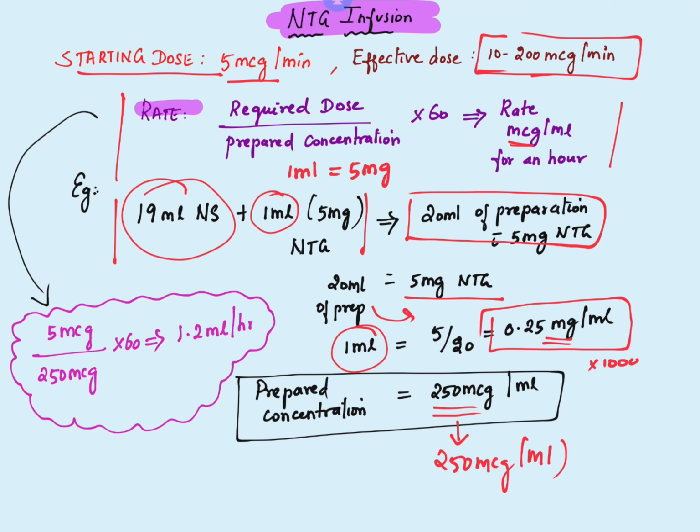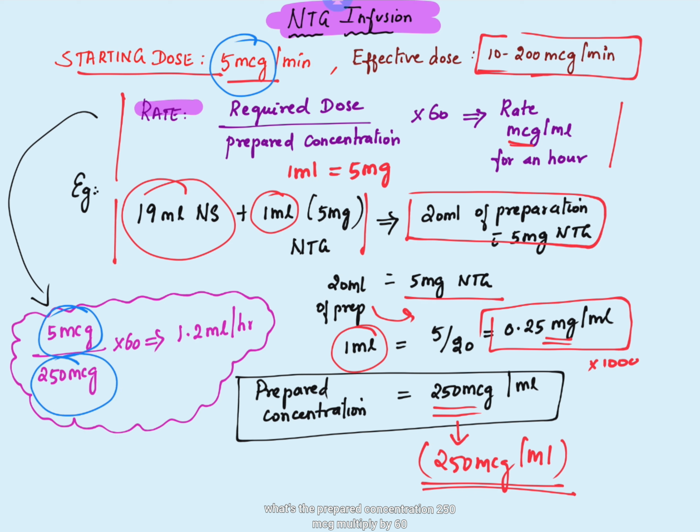We should apply this in the formula. So how much are we taking? We are taking 5 mcg as the initial dose. So 5 mcg we put in that formula. And what's the prepared concentration? 250 mcg. Multiply by 60, because we have to calculate for an hour. It should be a slow infusion, which will help in various conditions.